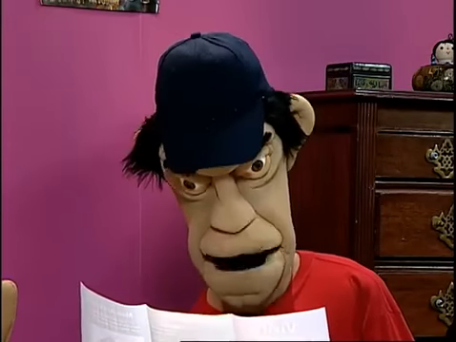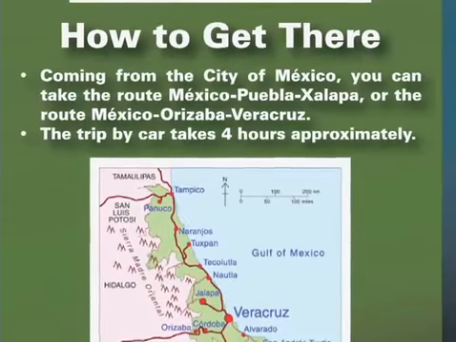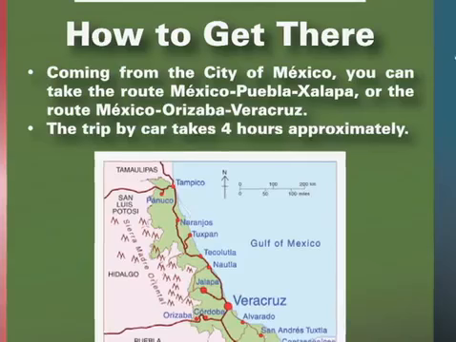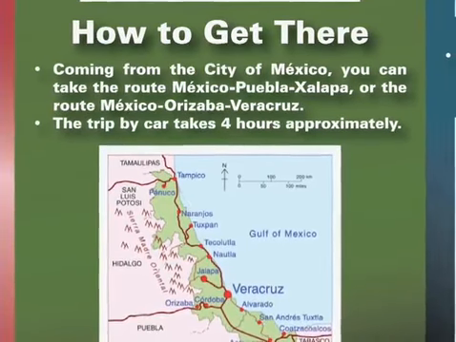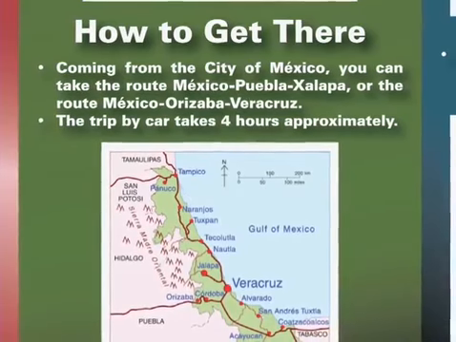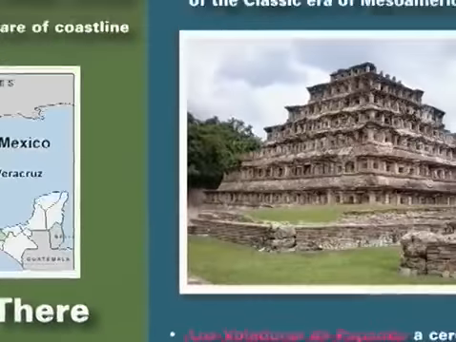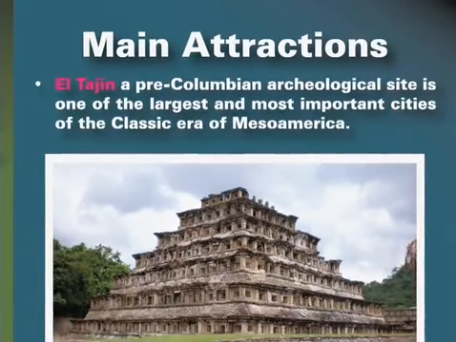How to get there from Mexico City? You can take the route Mexico-Puebla-Jalapa or the route Mexico-Orizaba-Veracruz. The trip by car takes 4 hours approximately. Main attractions. Wonderful things to see and do in Veracruz.